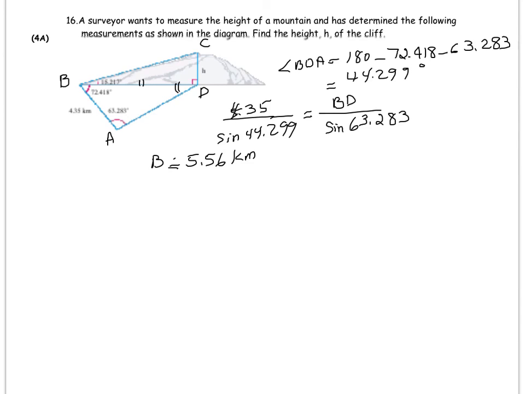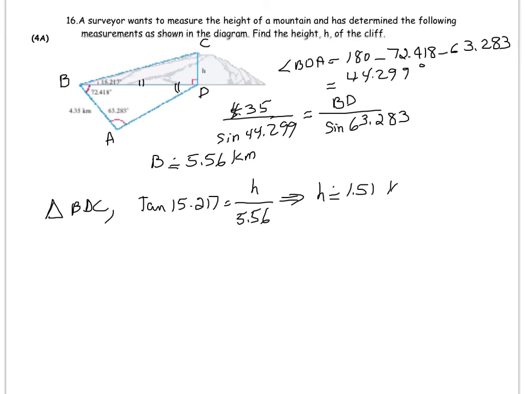Now, if you look at the triangle BDC, you can see that this is a right triangle, so I can use the trig ratios. I'm going to use the tan ratio, so I'm going to say tan 15.217 is the opposite, which is h, over adjacent, which is 5.56. If I cross multiply, I get h is approximately 1.51 kilometers.